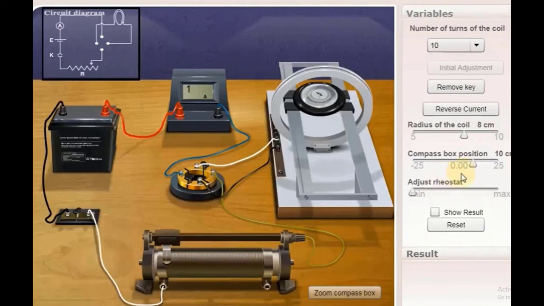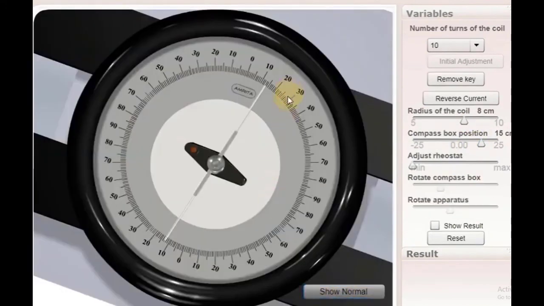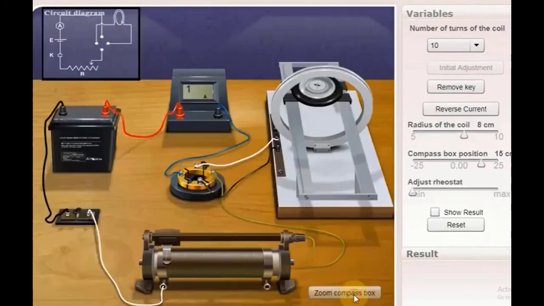Like, go to the normal view. Then you repeat this for 15. Click on the zoom, note down the deflections. So for each position you will note down the 4 angles. So like this you will go up to 25.